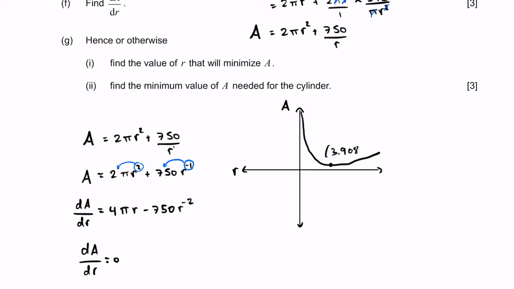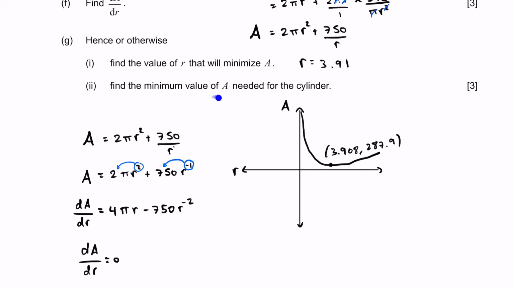Its minimum point right here was equal to 3.908 and, let me give it a little more space, 287.87, or, well, 287.9. Okay. And find the value of a, oops, sorry, we're still on this one right here. Find the value of r that will minimize a. R itself is this x coordinate, and that's 3.91 to 3 sig figs. Okay.